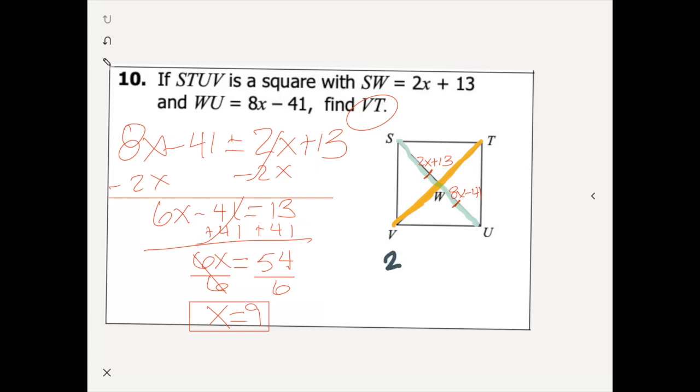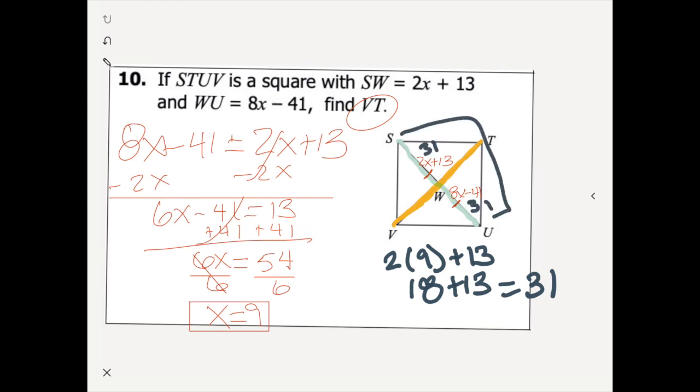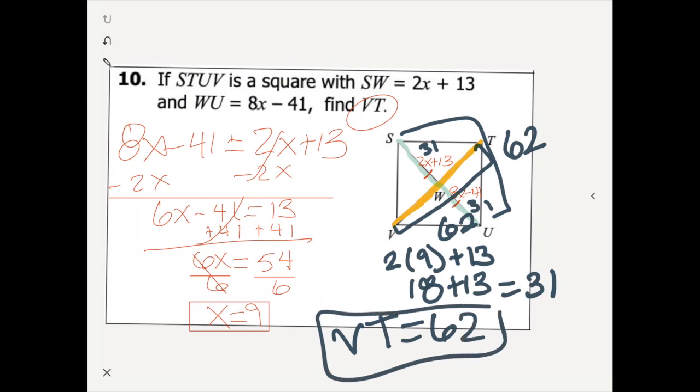So I'm going to do 2 times 9 plus 13. 2 times 9 is 18. 18 plus 13 gives me 31. So if this is 31 and this is 31, that means the whole thing is 62. So if this diagonal is 62, that means this diagonal is also 62. So that is the value of VT. So VT is 62.